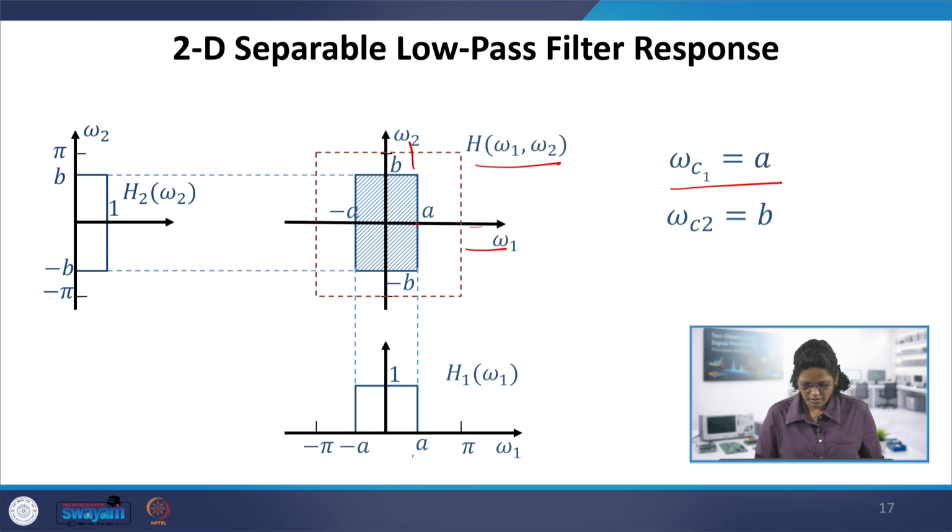Here A is omega c1, from minus pi to plus pi, and the other edge is minus omega c1. This is a low pass filter in the H1 omega 1 dimension. Again, this is another one-dimensional filter response, H2 of omega 2, which has omega c2 and minus omega c2, from minus pi to plus pi. Now if we take the product of these two, 1 times 1 gives 1. So this region has the value 1 and the remaining portion has 0. Where omega exceeds omega c1, those values are 0; similarly here it is 0 and here it is 0. So this is the separable filter response for the low pass filter.